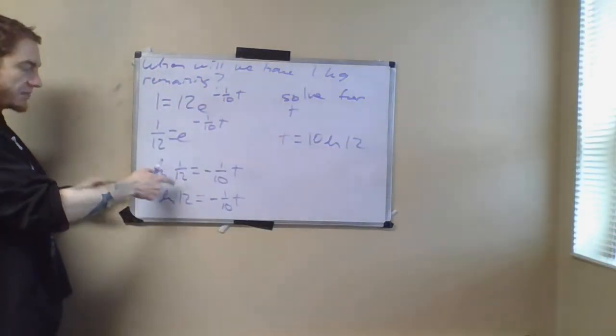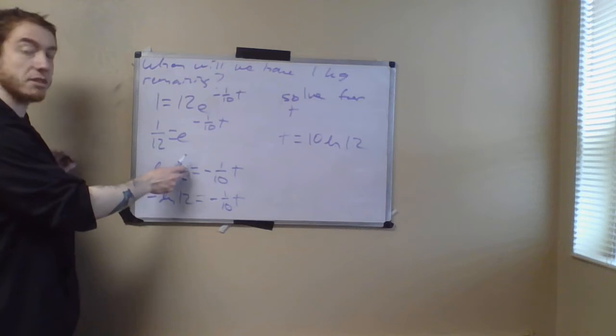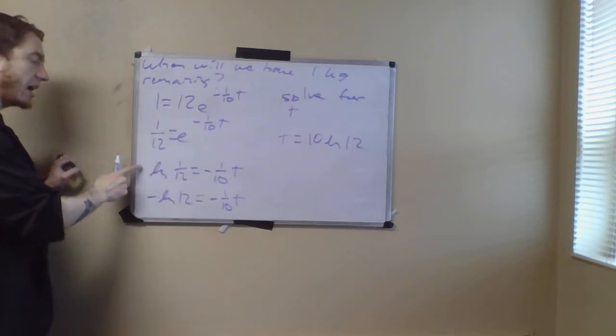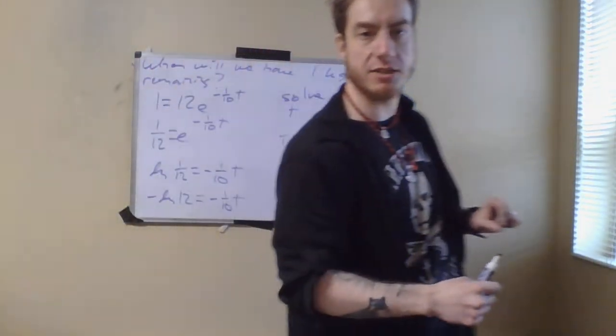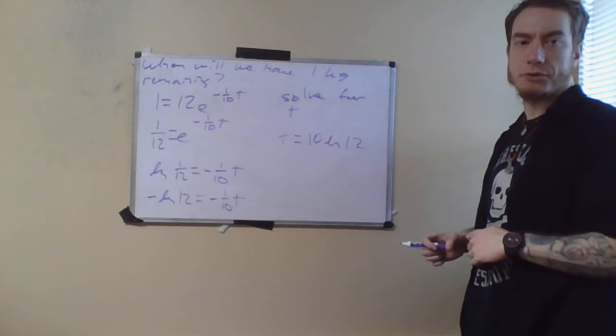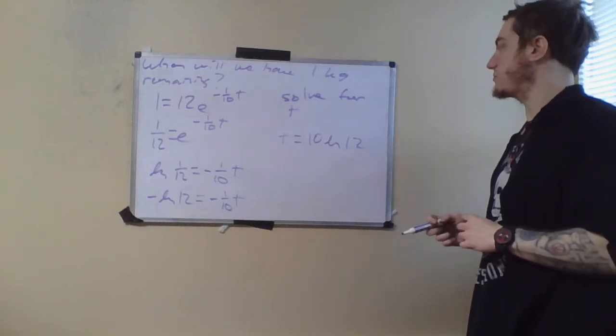And I got this negative thing because remember 1 over 12 is 12 to the minus 1. But then I can bring that exponent out front of the natural logarithm. So that's where that negative came from. So after this many years, we will be down to 1 kilo of radioactive material.